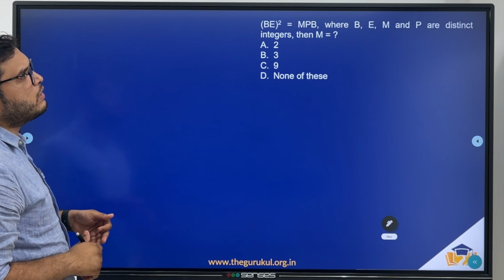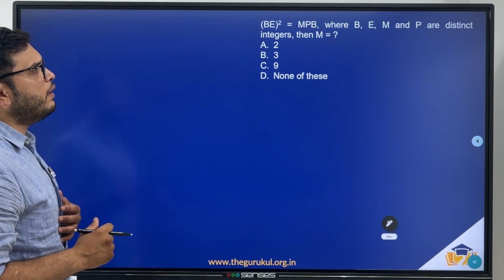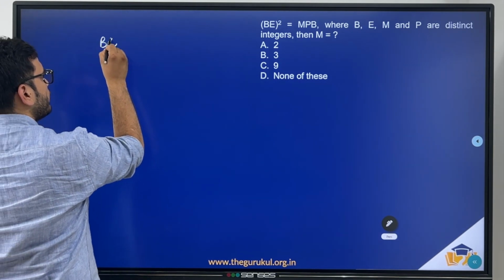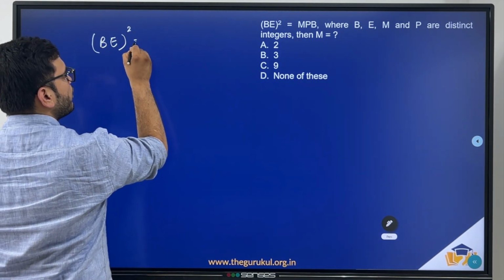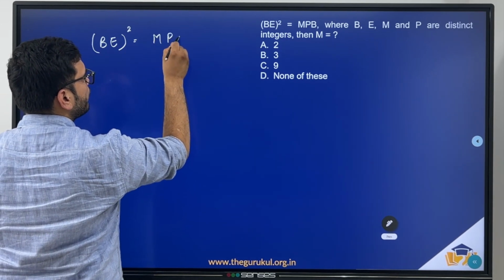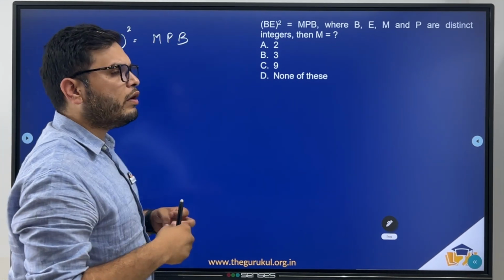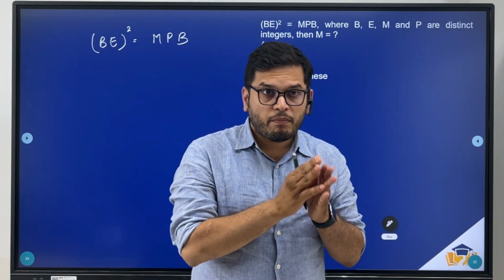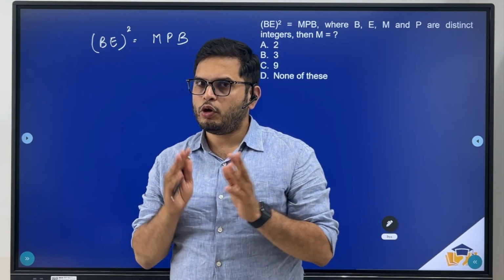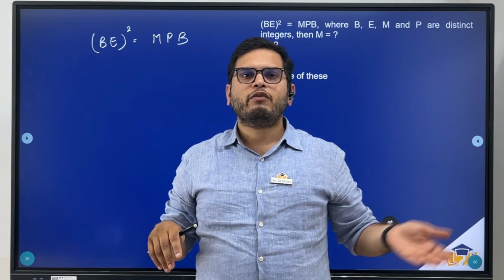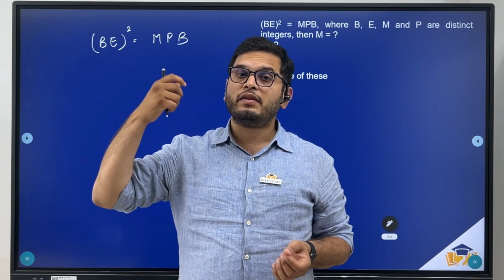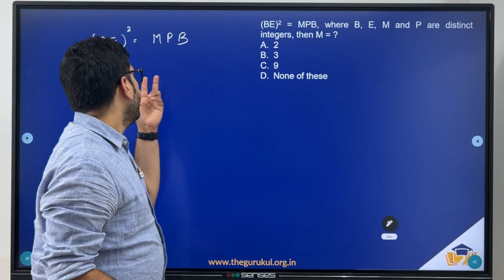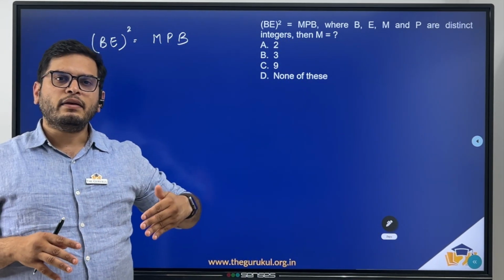BE whole square is equal to MPB, where B, E, M and P are distinct integers. Then M is equal to? So we have BE, a 2-digit number, whose square is a 3-digit number. First let us understand what values BE can take. BE can take values from 10 to 31, because 10 square is 100 and 31 square is 961, which is the largest 3-digit perfect square. 32 square becomes 1024. So BE can be any number between 10 to 31.